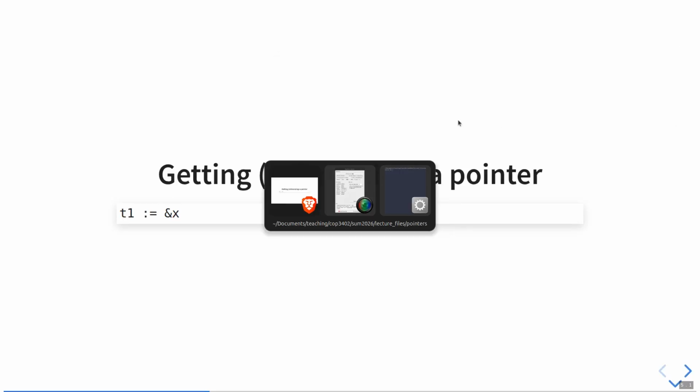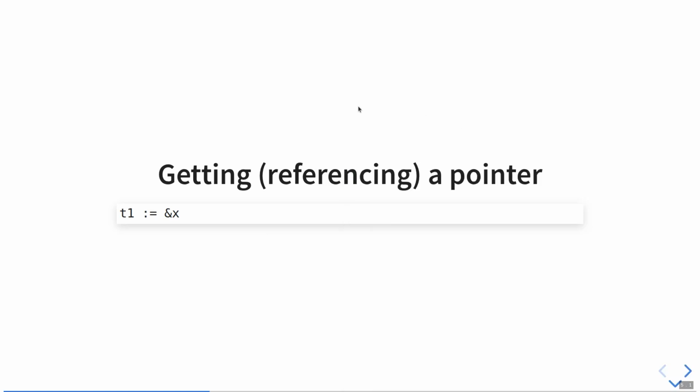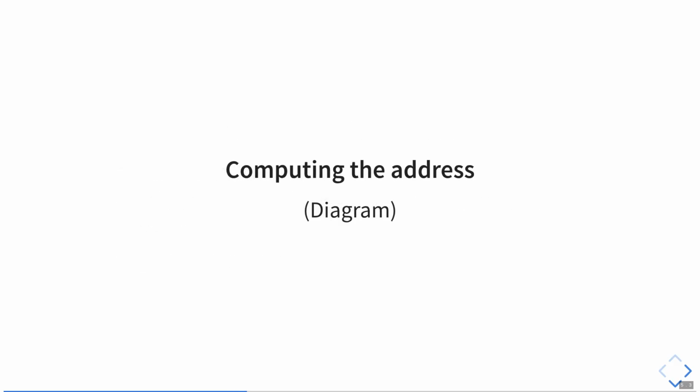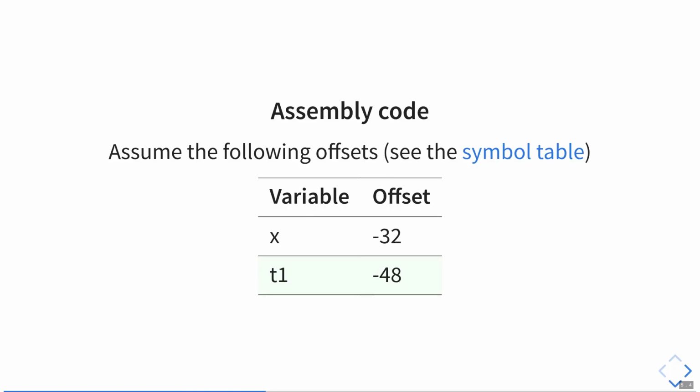Okay, so we'll pick up where we left off. And look at getting a reference to a variable, referencing a pointer. So the big idea of how we're going to do this is that we start with the base pointer itself, and then we just add the offset to the base pointer of which the referenced variable lies, and then just store that in the destination variable. So let's see if we can see an example here. Computing offsets, see the symbol table.